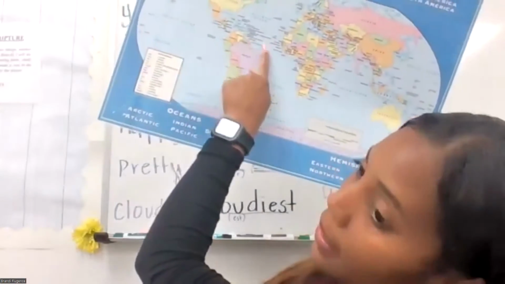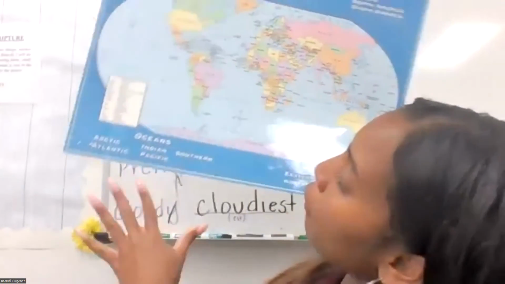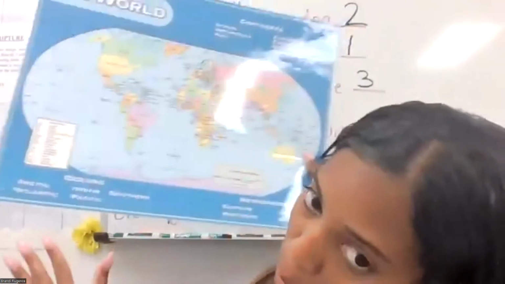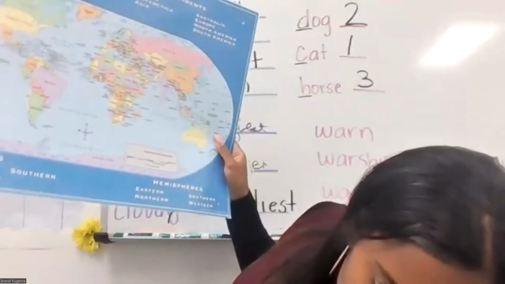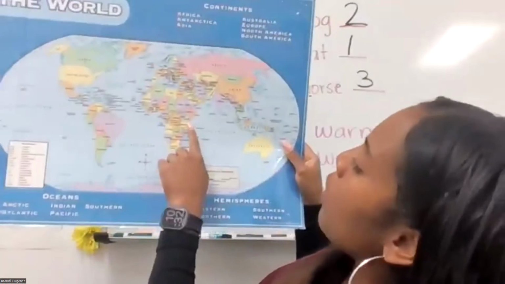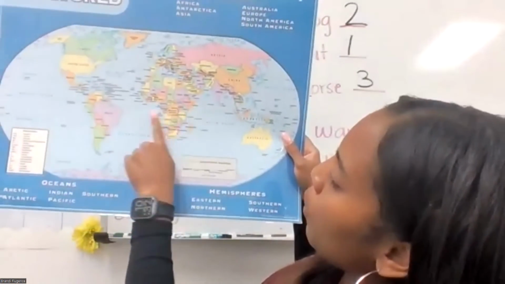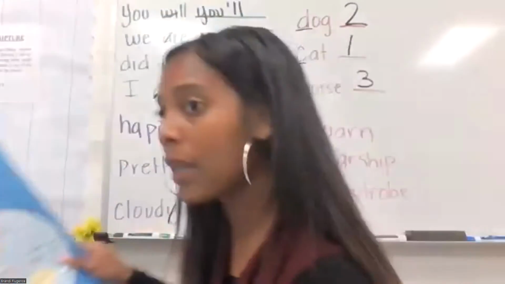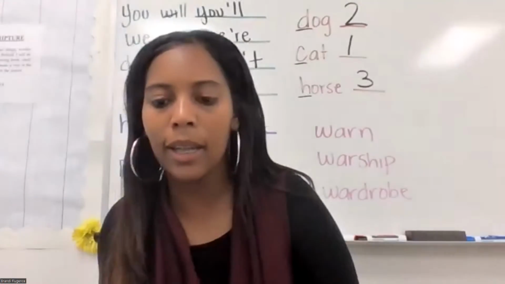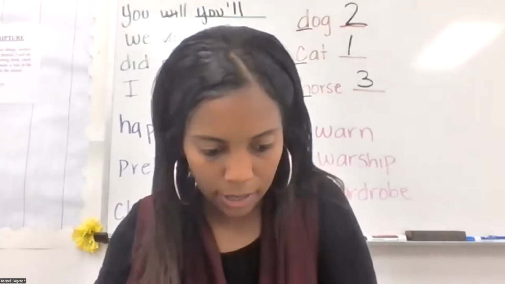Every country that is near the equator is very warm. It's very warm, very sunny, very beautiful. And Kenya is one of those countries that are in the part where the equator is. So that's why it is extremely warm and sunny in Kenya.